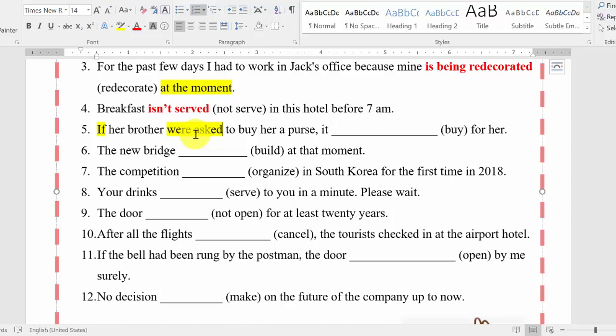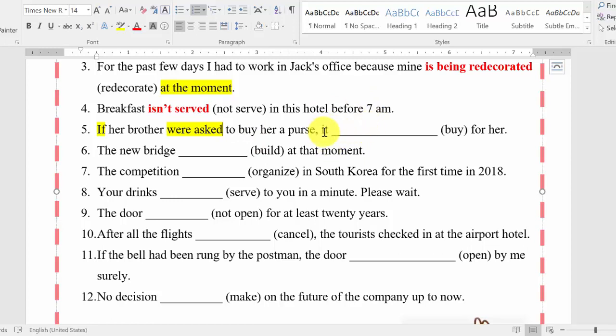Oh yeah, another question: why is this her brother singular? Why do we use were, not was? Please remember, in an unlikely if conditional, we won't see was in the sentence, only were. So if her brother were asked, simple past tense. Another part should be would plus original verb. In passive form, would be original verb.